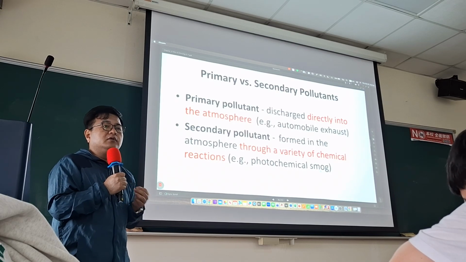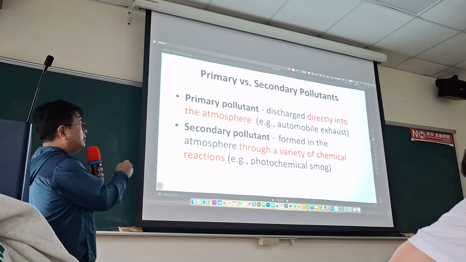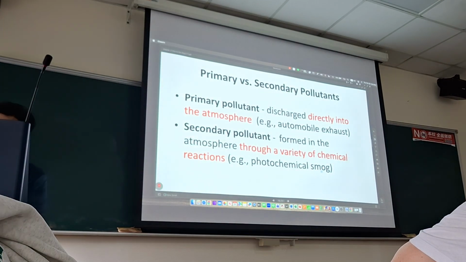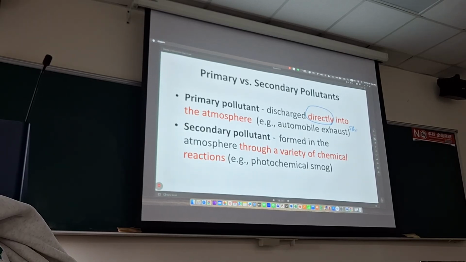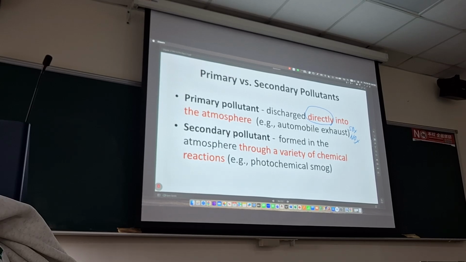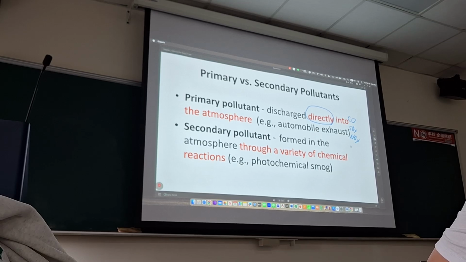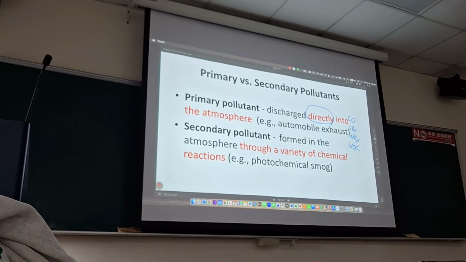Understand? For example, SOx and NOx are discharged directly. Okay, the key word is directly. For example, SOx and NOx directly into the atmosphere is called primary. Also CO, SOx, NOx, or even some volatile organic compounds, they are so-called primary pollutants.